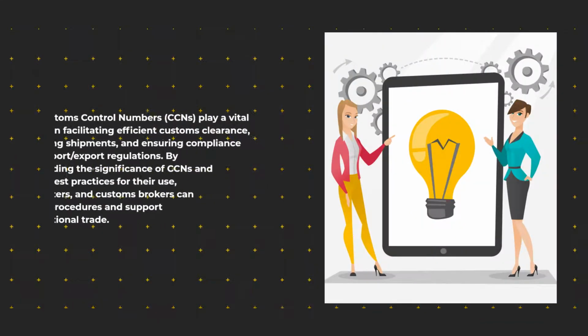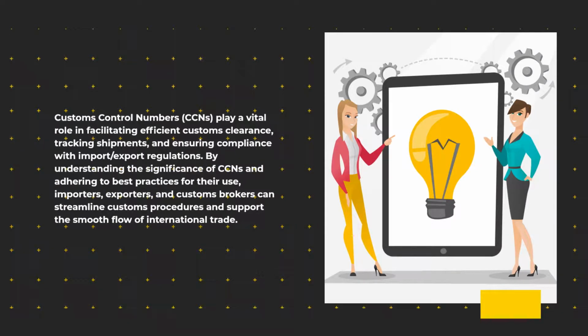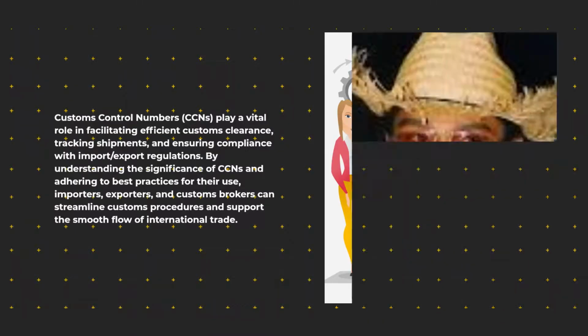Customs control numbers, CCNs, play a vital role in facilitating efficient customs clearance, tracking shipments, and ensuring compliance with import-export regulations. By understanding the significance of CCNs and adhering to best practices for their use, importers, exporters, and customs brokers can streamline customs procedures and support the smooth flow of international trade.